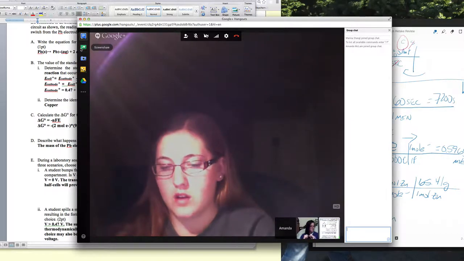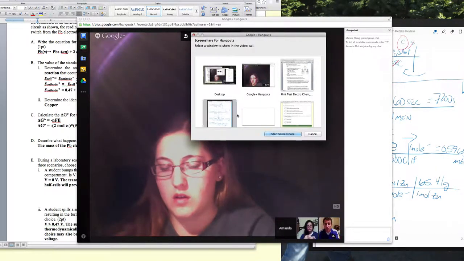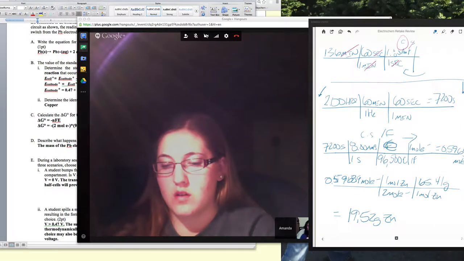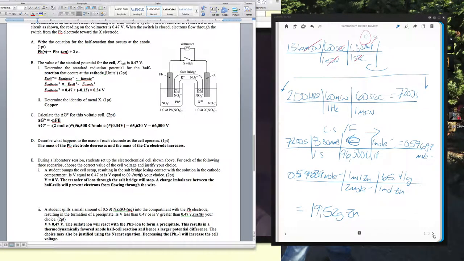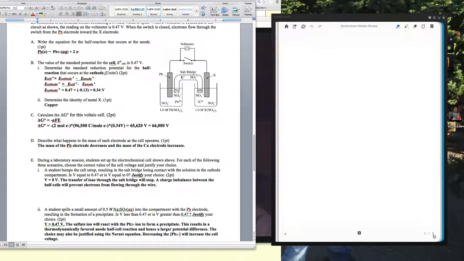Let me do a screen share of my bamboo tablet so we can talk about this. This is important. And you know what's so funny is we were just talking about this today in general chemistry, because I think it's a hard problem. So we have reactant going to product. Can you see my bamboo tablet okay?